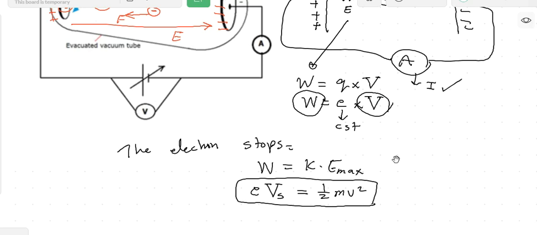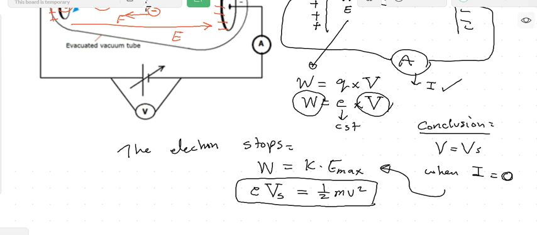So as a conclusion, we need to write a conclusion here which summarizes everything we discussed together. Very important conclusion: the voltage equals V stopping when the current in the circuit becomes 0. So the voltage we are adjusting becomes equal to V stopping when the ammeter reads 0. At this moment, I can say that the resistive work, the electric work, equals the maximum kinetic energy.